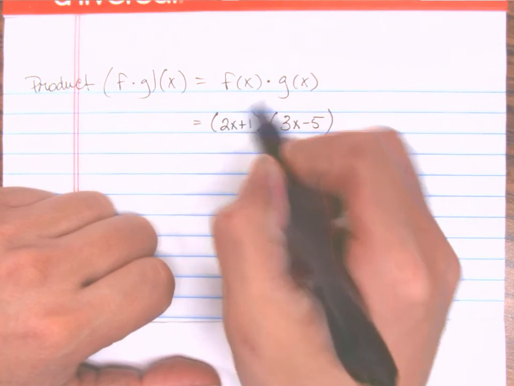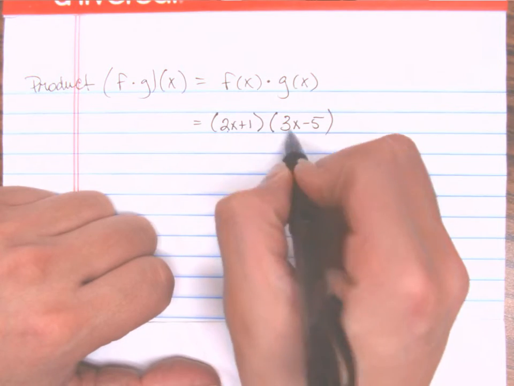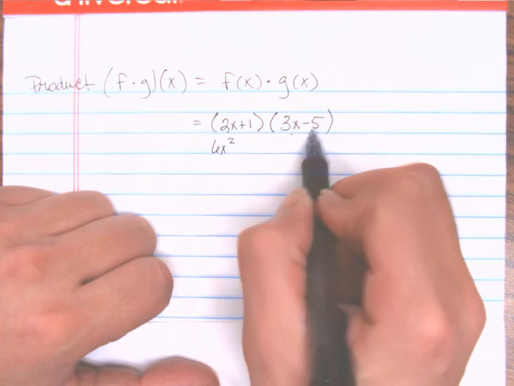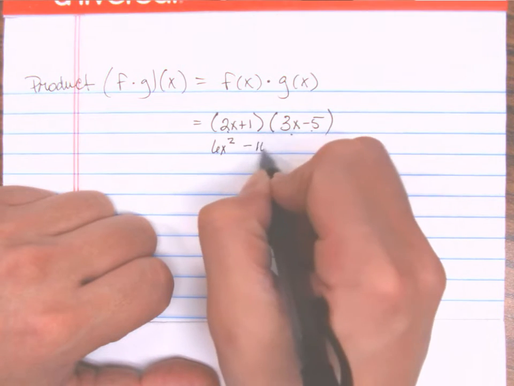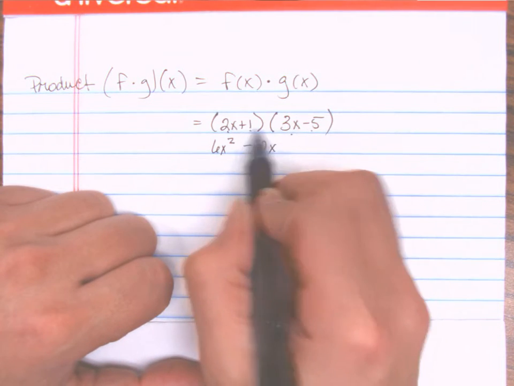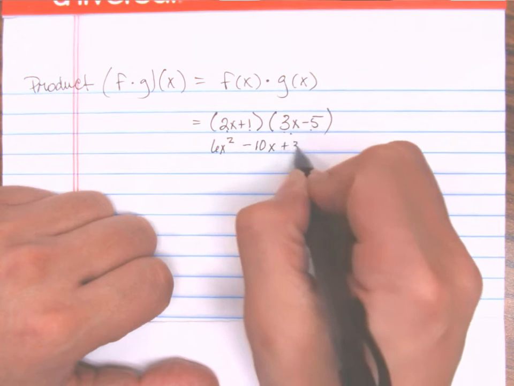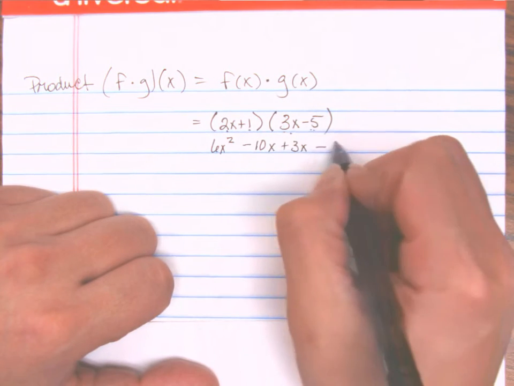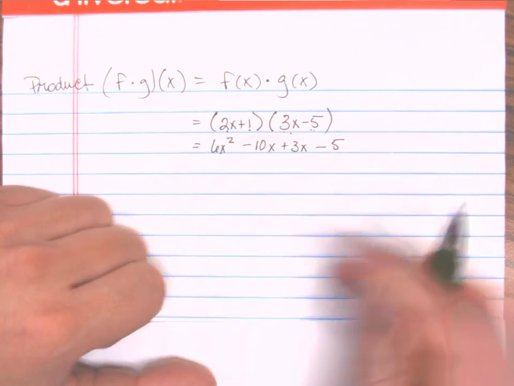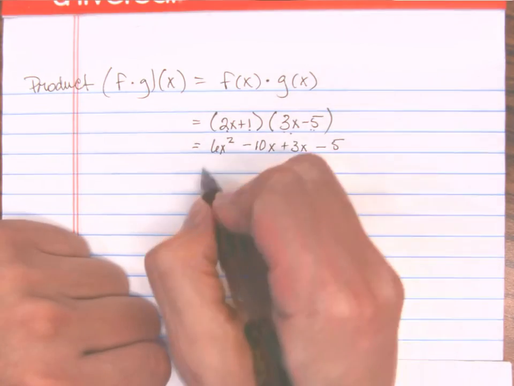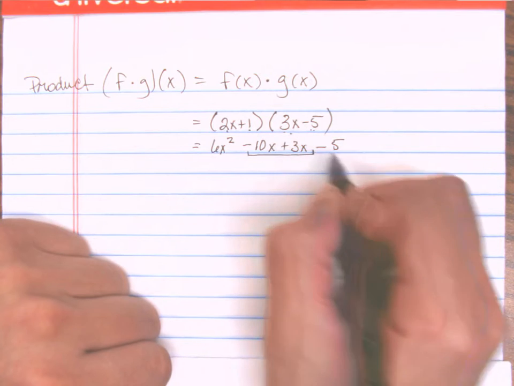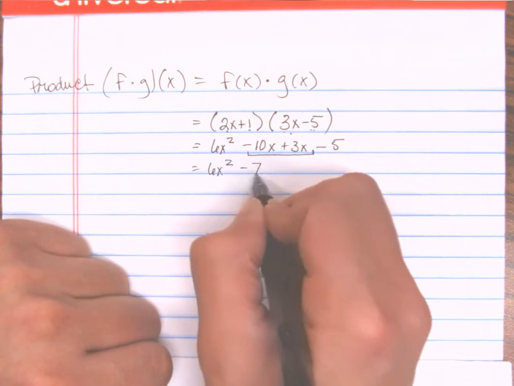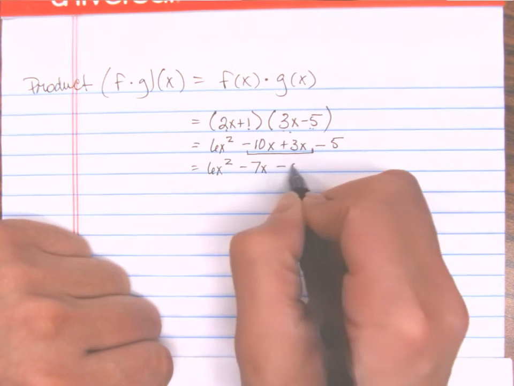Okay, so 2x times 3x gives me 6x squared. 2x times negative 5 gives me negative 10x. 1 times 3x gives me plus 3x, and then positive 1 times negative 5 gives me negative 5. So combining my like terms, my negative 10x and my 3x, I get 6x squared minus 7x minus 5.